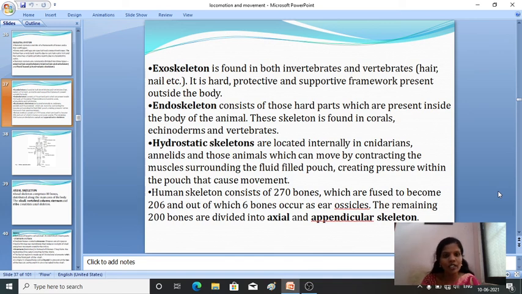So first one is the exoskeleton. Exoskeleton, it is found in both invertebrates and vertebrates.